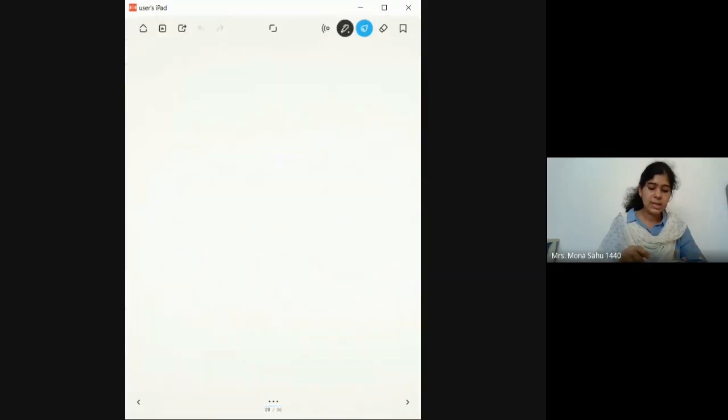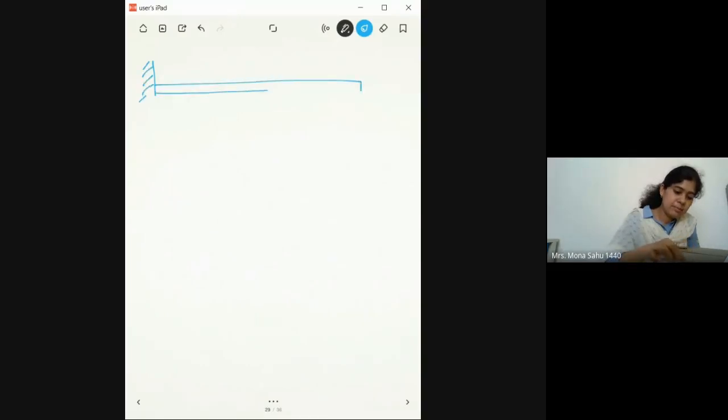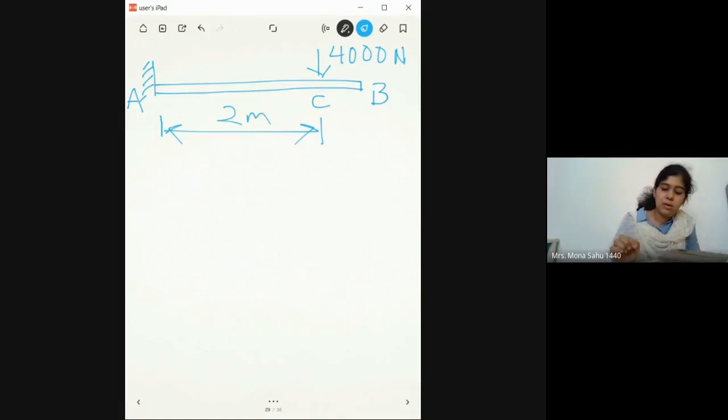Basically, what we are supposed to do is draw the shear force diagram and the bending moment diagram of a beam. Let me take this beam. This is A, this is B. At some point, I have an external load at C. This load, for example, is 4,000 Newton, and the distance over here is 2 meters.